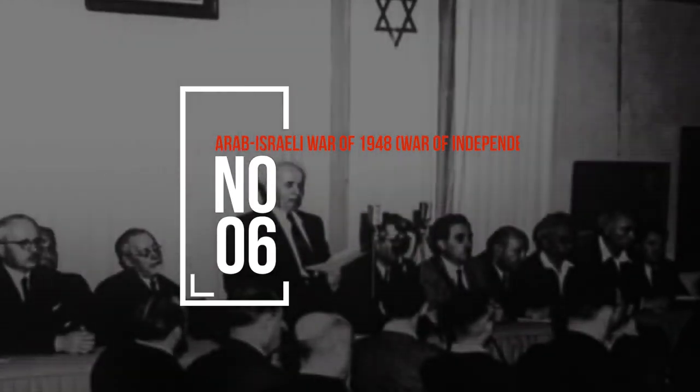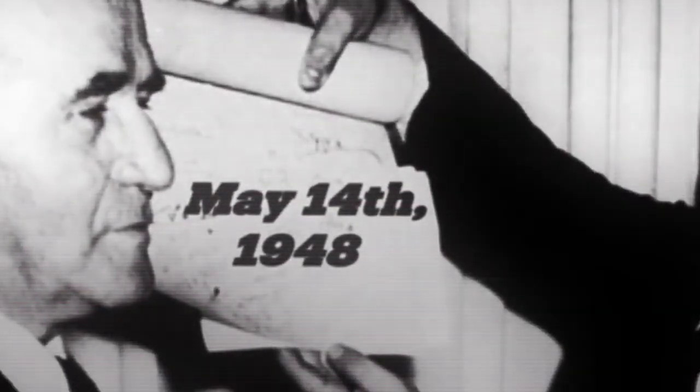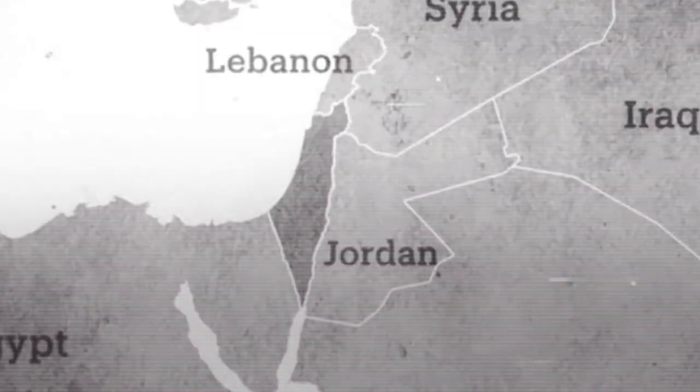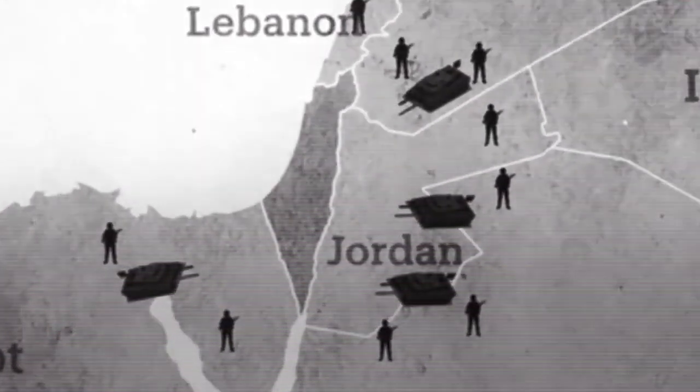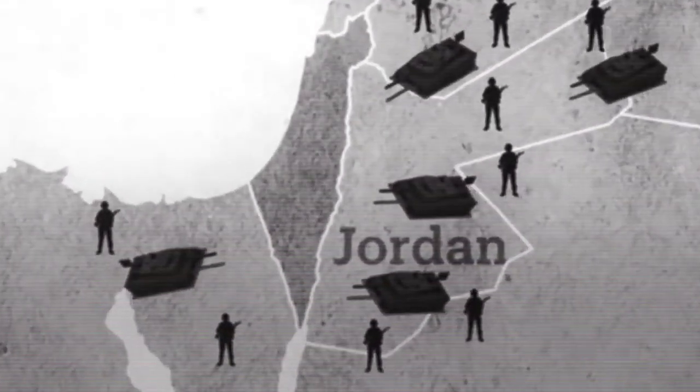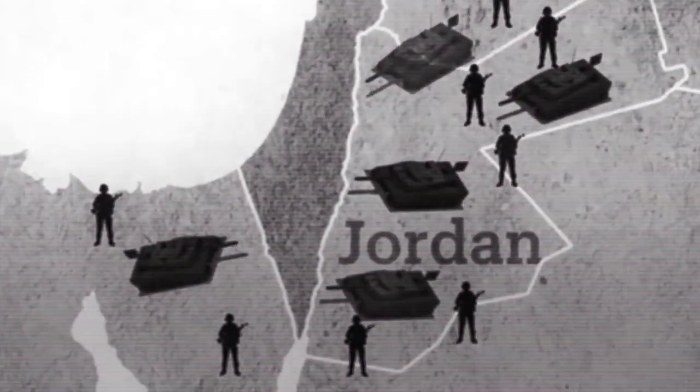Number 6. Arab-Israeli War of 1948. The War of Independence. In the pivotal year of 1948, simmering tensions between the fledgling state of Israel and its neighboring Arab nations erupted into a full-scale conflagration known as the Arab-Israeli War, often referred to as the War of Independence. In a historic move, Israel declared its independence, a momentous proclamation that immediately triggered a fierce and protracted struggle with the surrounding Arab states. This conflict would go on to shape the geopolitical landscape of the Middle East for decades to come.